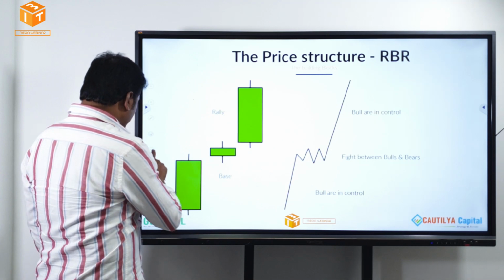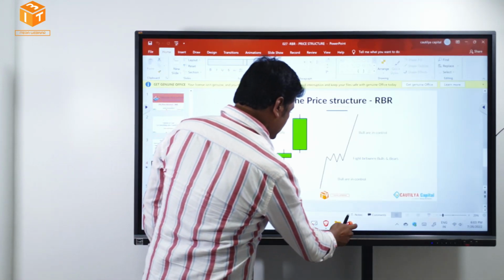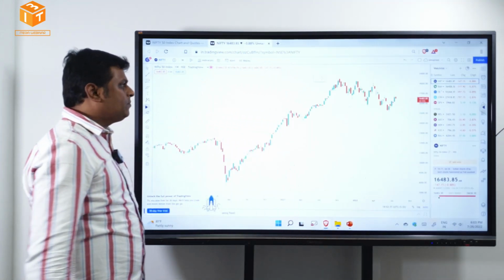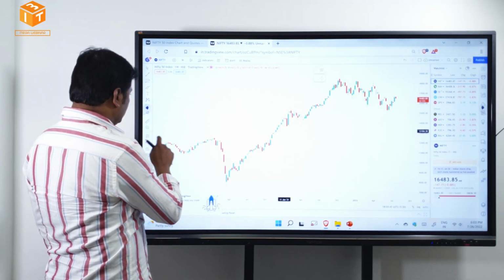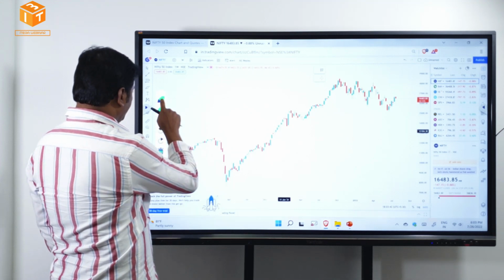Let us deep dive into some simple examples. Let us try to find some good rally, base, rally structures. Okay, sounds good.